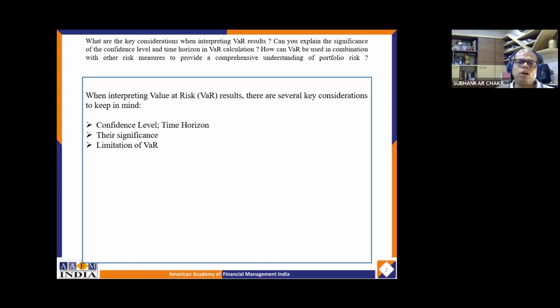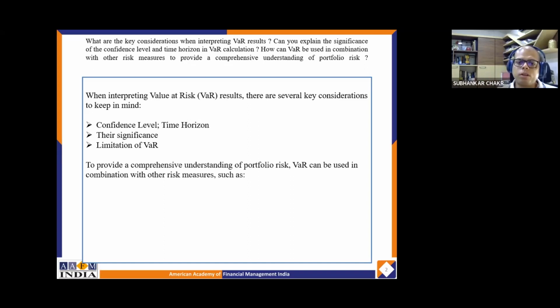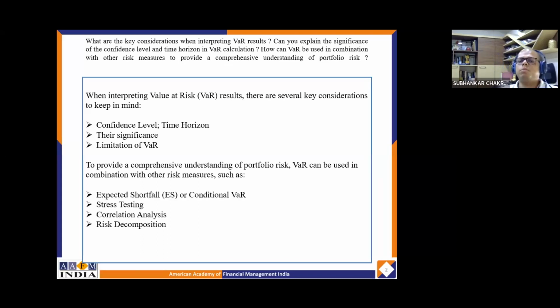So that gives you a very limited view of risk. And that is why you should not be using only VaR while interpreting or understanding portfolio risk, which brings it to the other risk metrics. So that is a limitation of VaR. Now, to provide a comprehensive understanding of portfolio risk, it needs to be used in combination with these metrics.